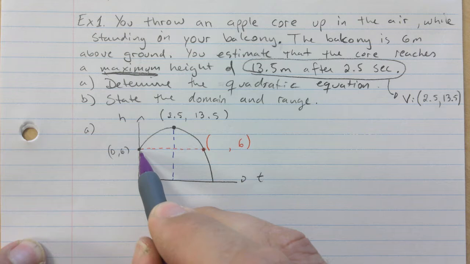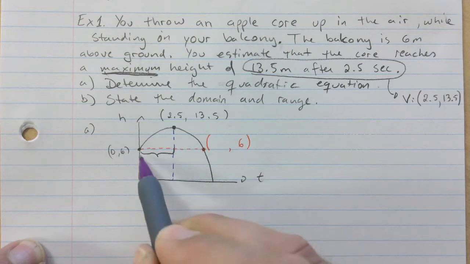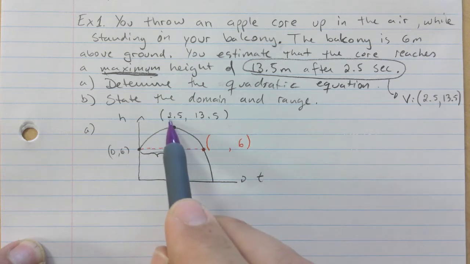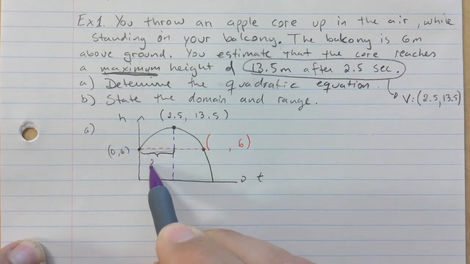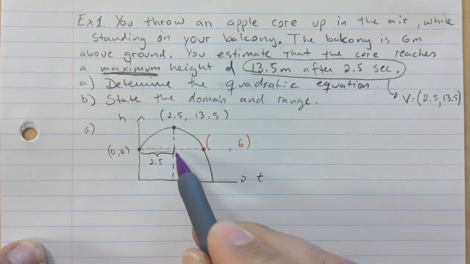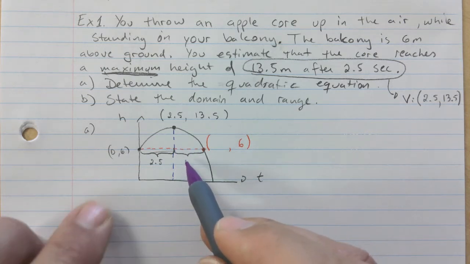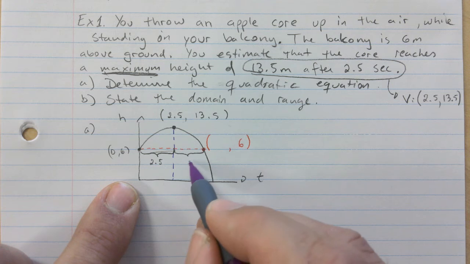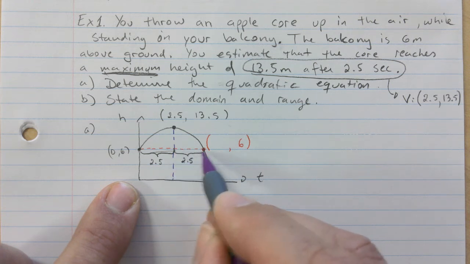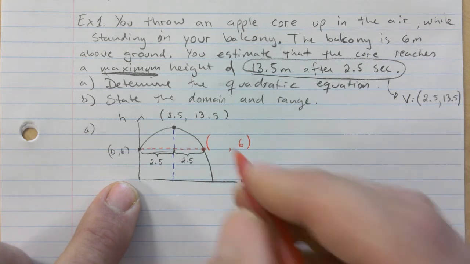How long did it take to go from here to the middle? How many seconds went by? This is time. 2.5 seconds to go from here to here. When you're looking at time, you're going from 0 to 2.5. So this is 2.5. So how long would it take to get back to the same height? 2.5, right? That's symmetry. It's the same distance to either side. So this is essentially going to be 5.